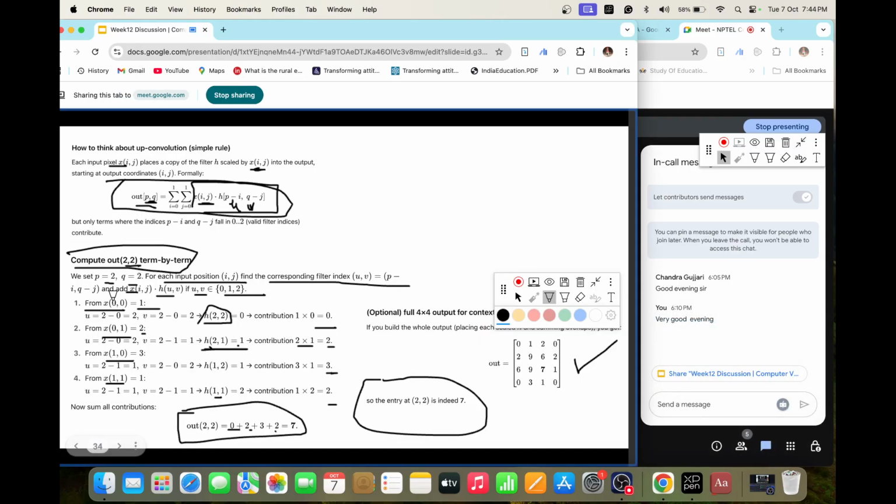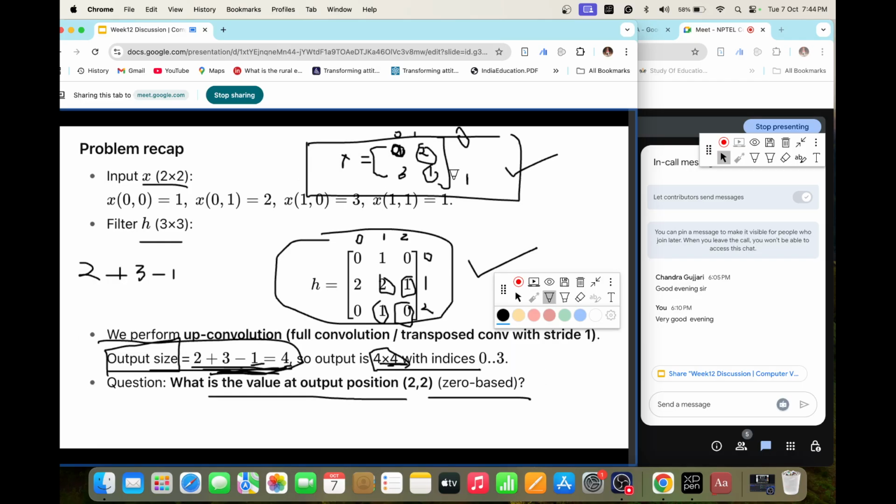Very easy. First we will talk about the 0, 0 index. When i equals 0 and j equals 0, what will be u, v? p is 2, so 2 minus 0 is 2, and q, 2 minus 0 is 2. So x 0, 0 into h 2, 2. What is x 0, 0? x 0, 0 is, I think, 1. Yeah, 1 is right. So let me erase it.